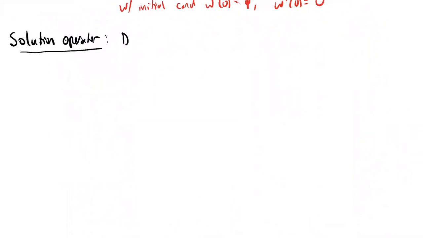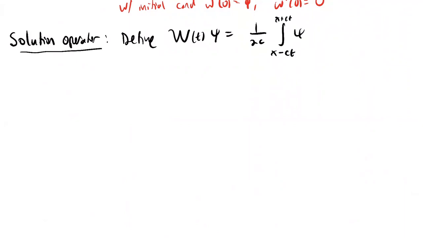So I'm going to define a script W applied to psi at time t as equal to 1 over 2c times the integral from x minus ct to x plus ct of the initial velocity, the psi function. And this is exactly the term from the D'Alembert formula corresponding to the initial velocity.